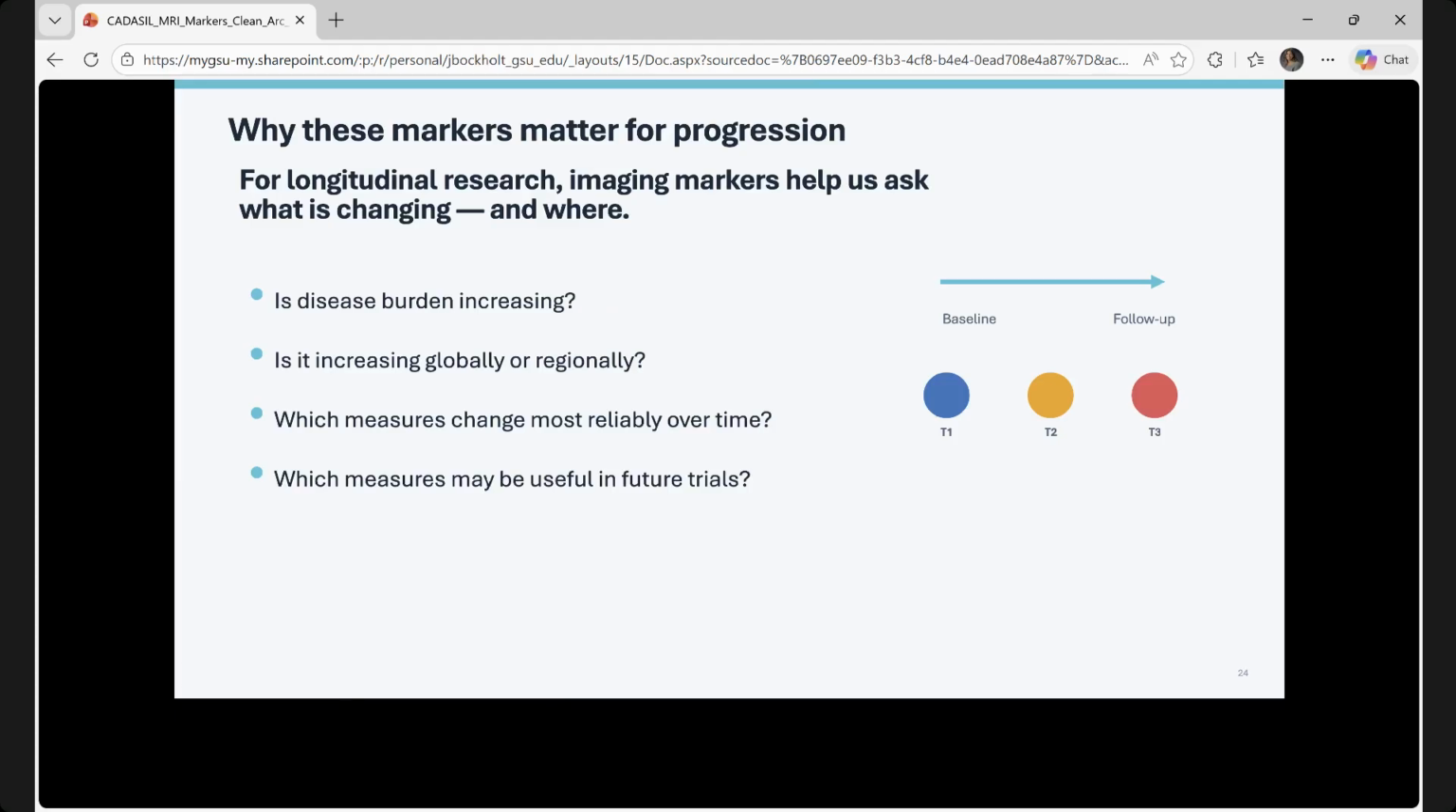So, for longitudinal research, we really want to make sure that we're able to assess the changes in each of these markers and when and where they occur. We want to make sure that the way we generate these measurements is reliable over time, because without that, it makes them difficult or not possible to be used in clinical trials. Next slide.